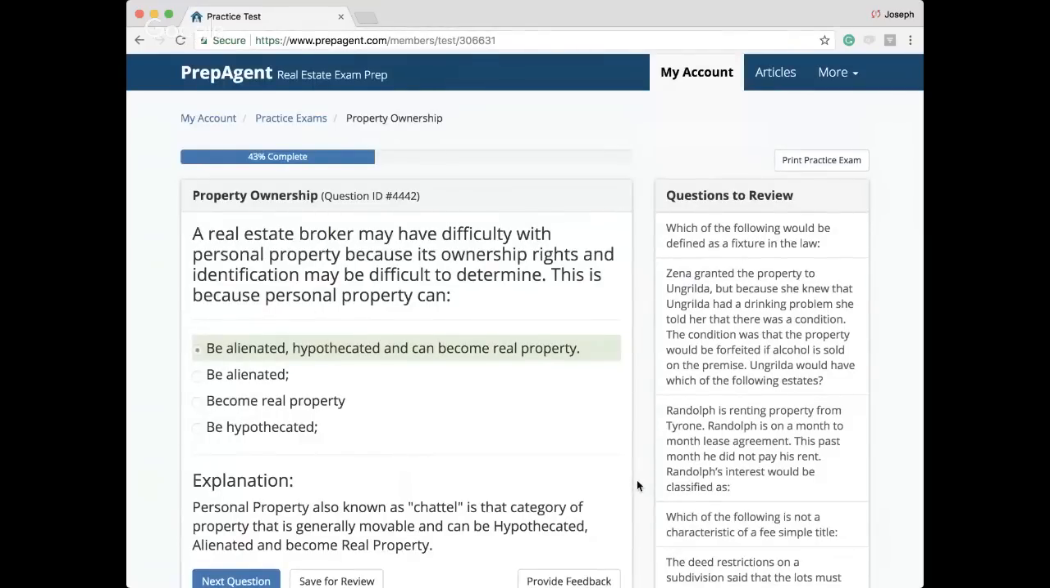Okay, personal property can be alienated, which means it could be given away. Hypothecated, which means you could take a loan against it. And it can become real property. And what do we call that? I want to see people write in the comments on the side. What do we call that when personal property becomes real property? We went over a word about that. We brought up a certain name that was part of a famous song by Blondie. What's that called when personal property becomes real property?